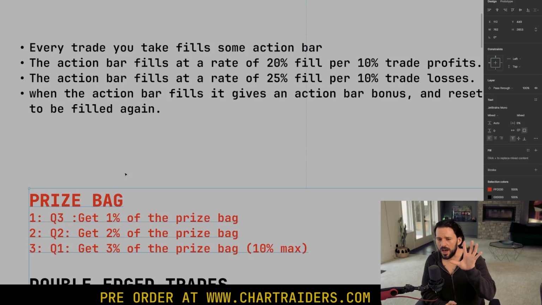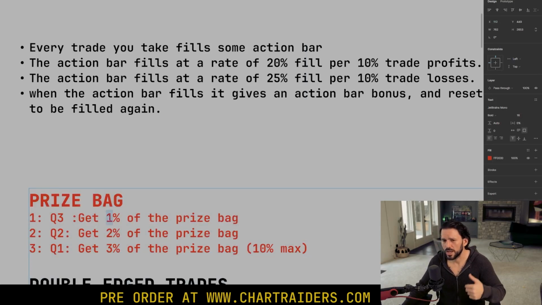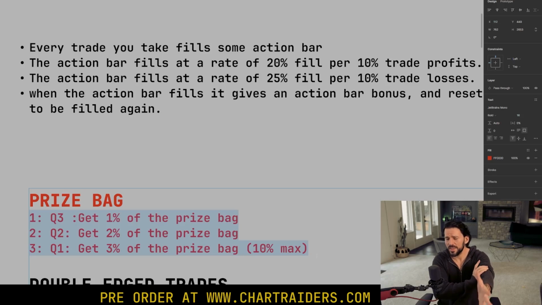So you have a $10,000 prize bag. And if you were to get 1% of the prize bag, well, you'd get $100 right there on the spot. If you were to get 2%, you'd get 200. If you were to get 3%, you would get 300. And there's a max of 10% that can be claimed. So if all 10% is claimed by random luck because people landed on these prize bag bonuses, then the prize pool goes down to $9,000, or 90%, for the rest of the participants in the match.